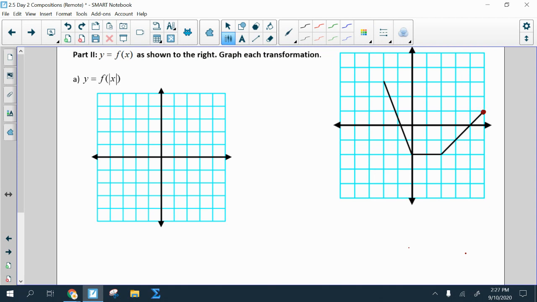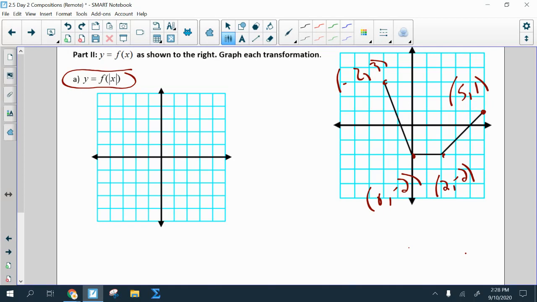So what I would recommend is find some of the defining points on the graph. So this is (-2, 3). This is (0, -2), (2, -2), and (5, 1). Okay, I'm going to take those 4 points and I'm going to perform this transformation. This is actually the hardest of all the transformations on this last part.